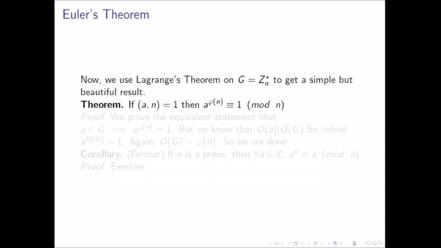So now let's look at applications of Lagrange's theorem on G equal to Zn star to get a simple but beautiful result. You might have already seen this result. It's called Euler's theorem. If GCD of a and n is 1, then a to the power phi(n) is 1 in Zn star, or a to the power phi(n) is congruent to 1 mod n.